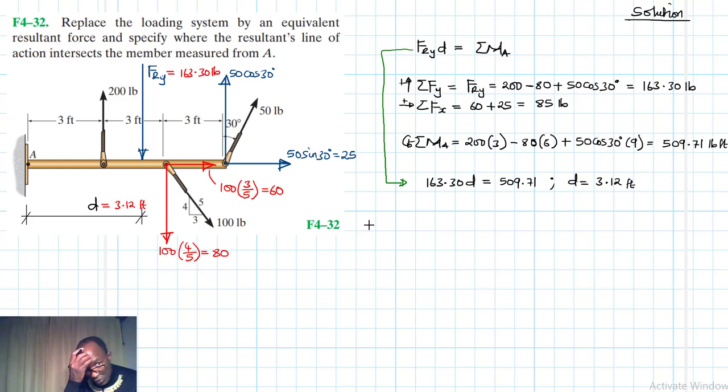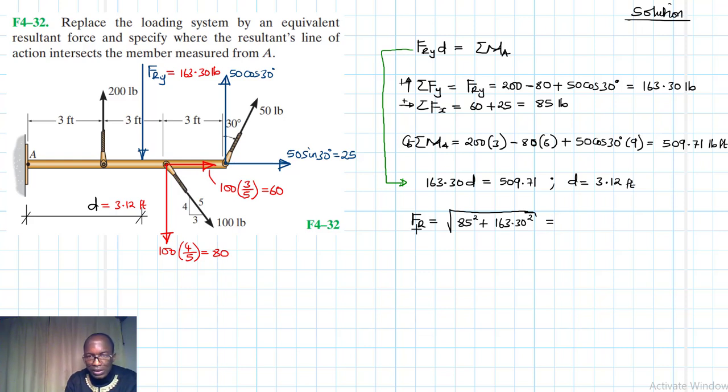We are not. We said the resultant, so we need to use Pythagoras since we have two components. So the resultant force therefore is going to be equal to the square root of the x component, which is 85, plus the y component, which is 163.30 squared.